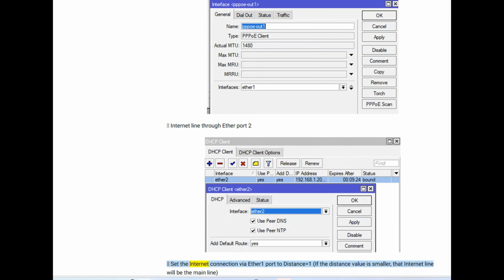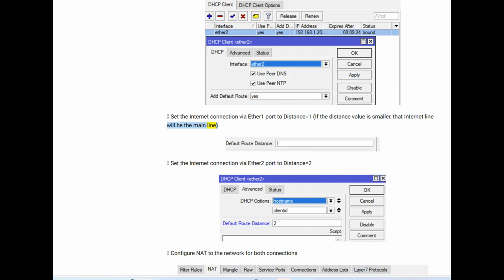Set the internet connection via the Ether 1 port to distance equals 1. If the distance value is smaller, that internet line will be the main line. Set the internet connection via the Ether 2 port to distance equals 2. Configure NAT to the network for both connections.